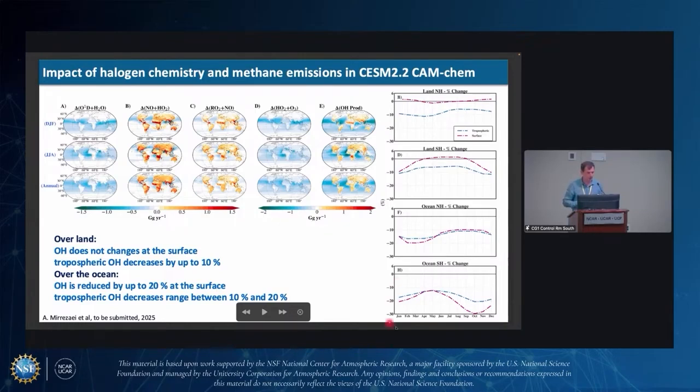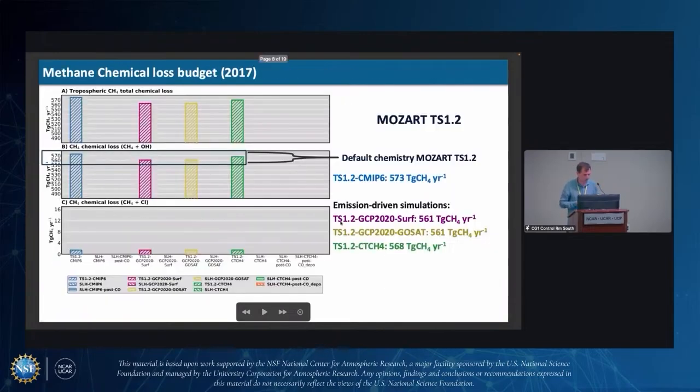The mechanism is a reduction of ozone, which gives you a reduction of ozone photolysis, the primary source of OH, and of the secondary recycling of OH through HO2. And the net would be mostly a reduction of OH over the ocean and an increase over land.